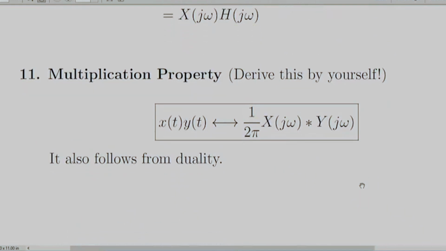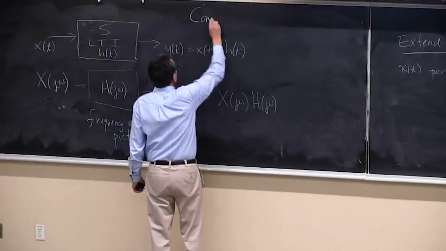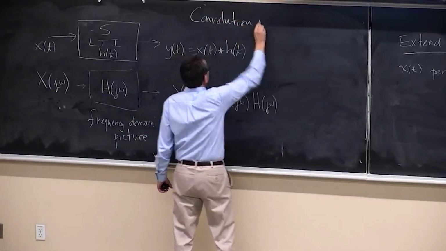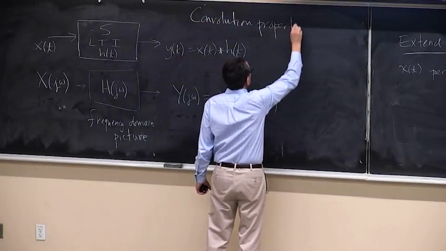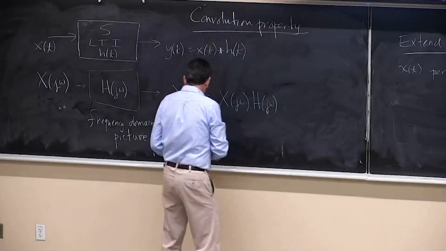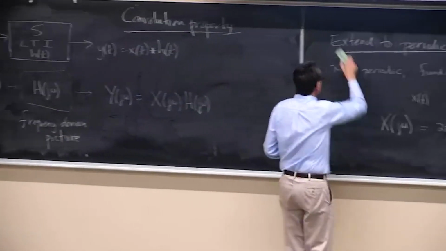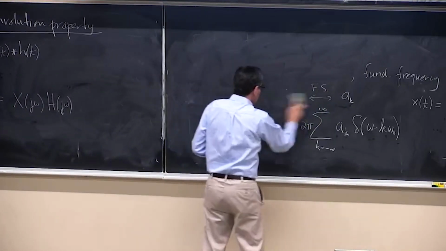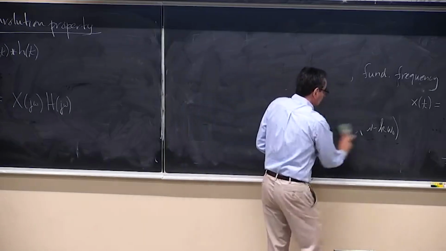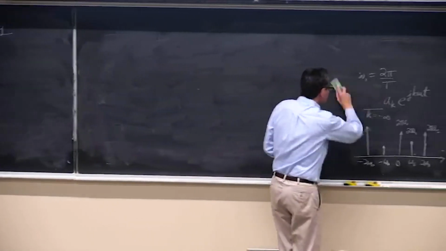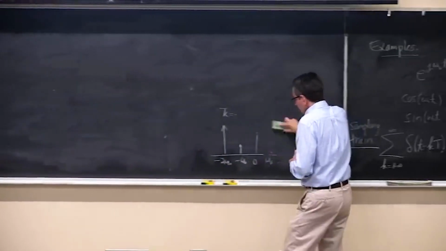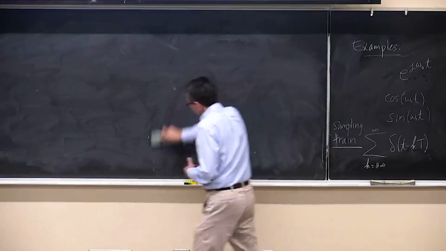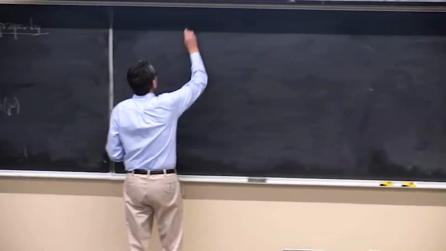Now, there's another property which is going to be very important, which is the multiplication property. So this was the convolution property. It's going to show up basically whenever we're dealing with an LTI system. Then there's the multiplication property, which you can think of as the dual. We've sort of said that when you have A in the time domain corresponding to B in the frequency domain, then in some sense B in the time domain corresponds to A in the frequency domain. Well, that applies to properties too.